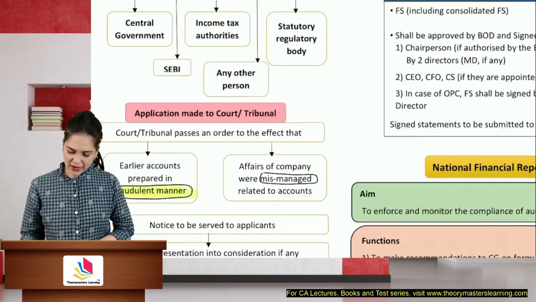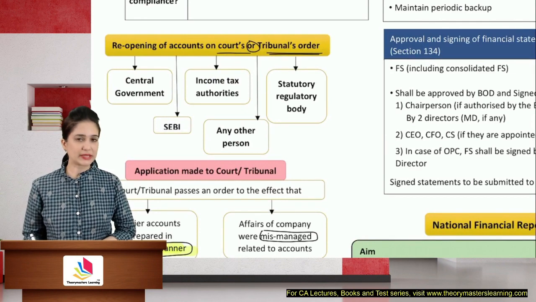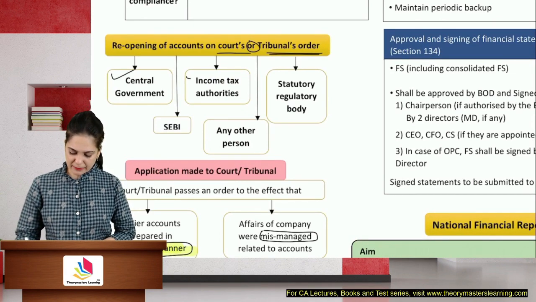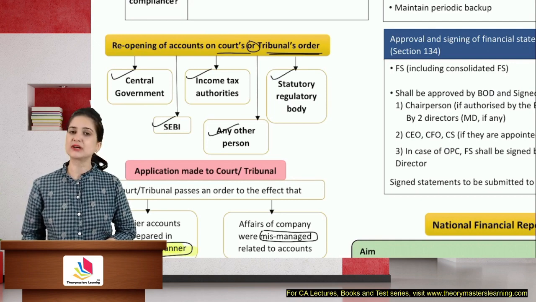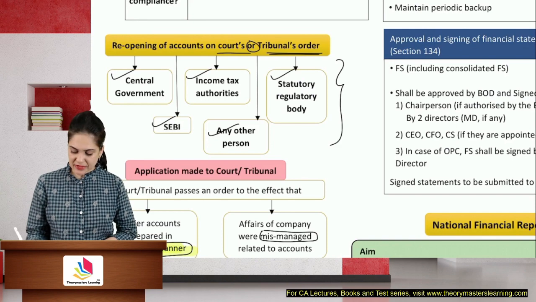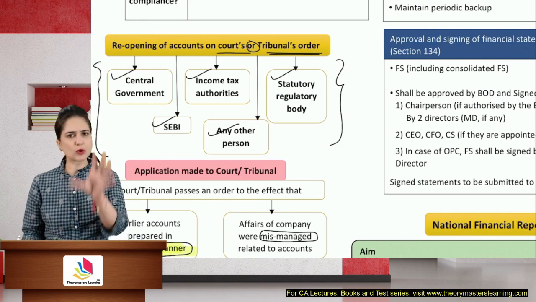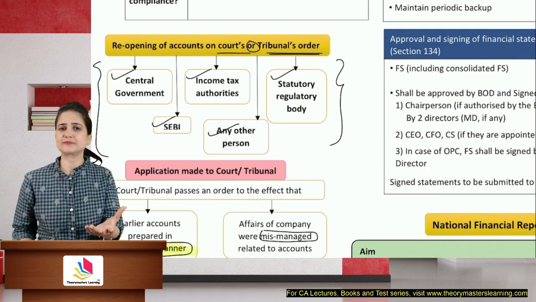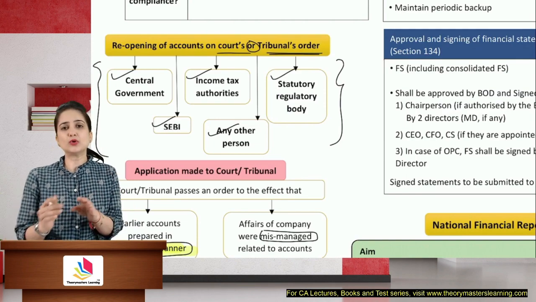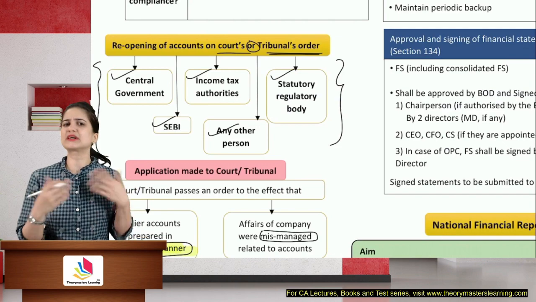The court or tribunal may pass an order in case an application is made to it either by the central government, income tax authority, SEBI, any other statutory regulatory authority, or any other person. So if they request, then yes, we may reopen the books. They will apply to the court or the tribunal, and the tribunal will ask the company to reopen, recast the book to make the corrections.